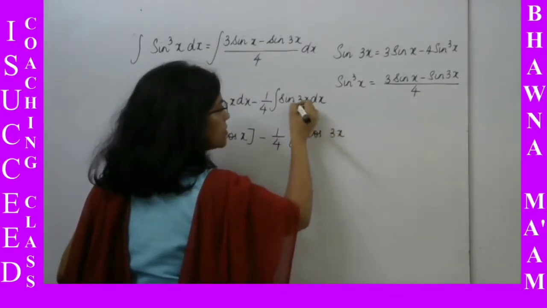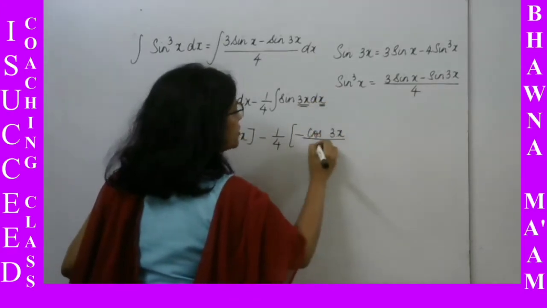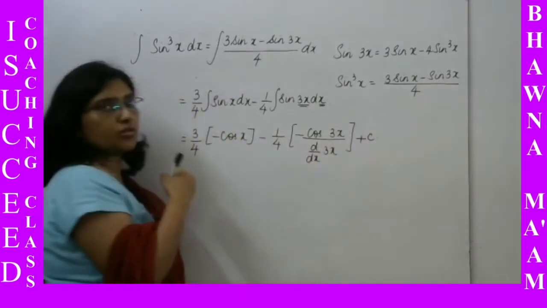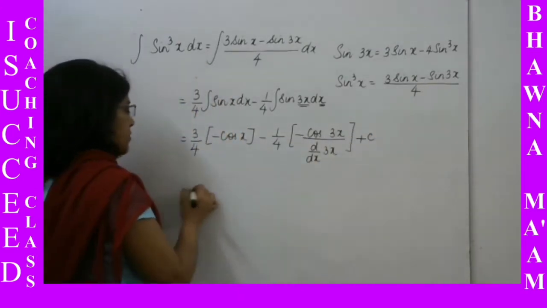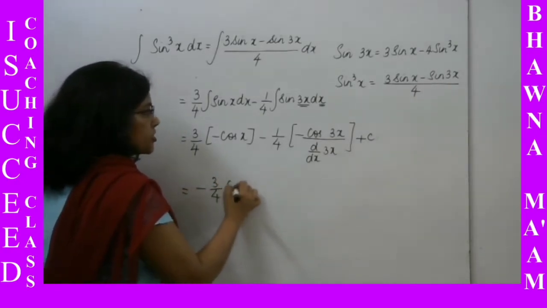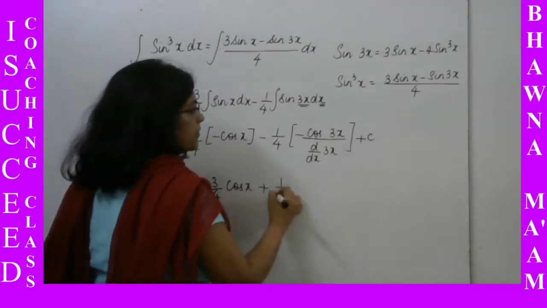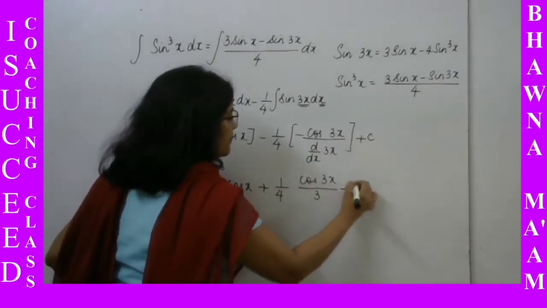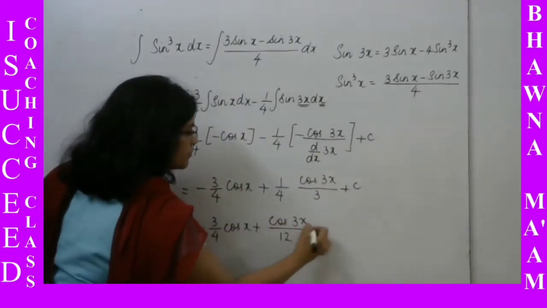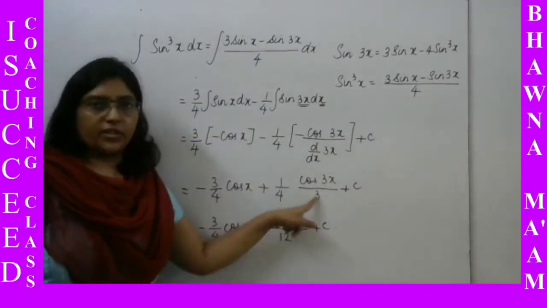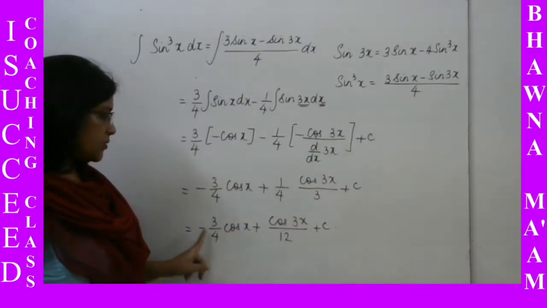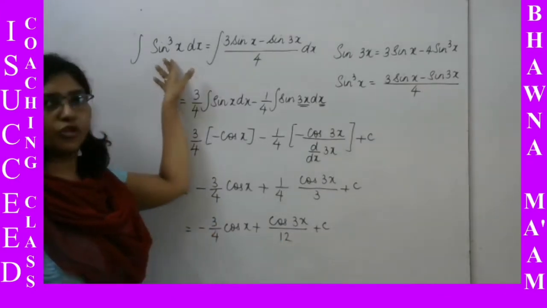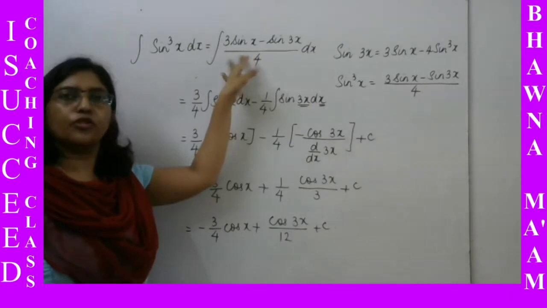Integration of sin 3x is again minus cos, but we know that it is 3x and this is x, so we divide by the derivative of 3x in the denominator. And we write the integration constant also. So this becomes minus 3 by 4 cos x plus 1 by 4 cos 3x, divided by 3, since the derivative of 3x is 3. Simplify this and you have the answer as minus 3 by 4 cos x plus cos 3x by 12 plus c. So again, for sin cube x, you have to apply the formula.